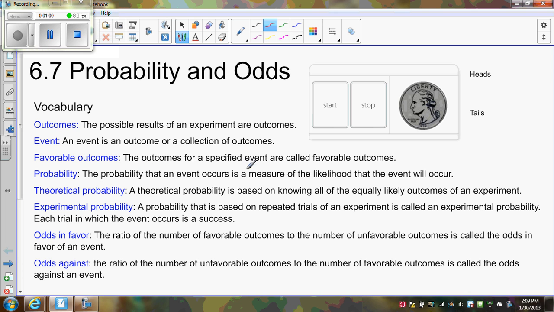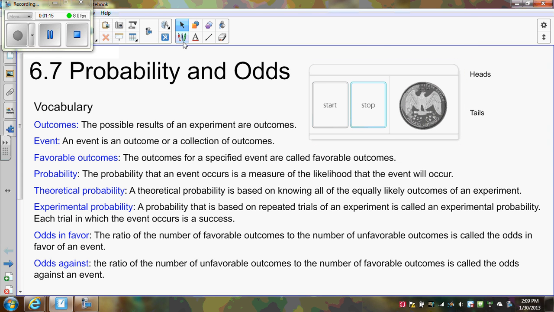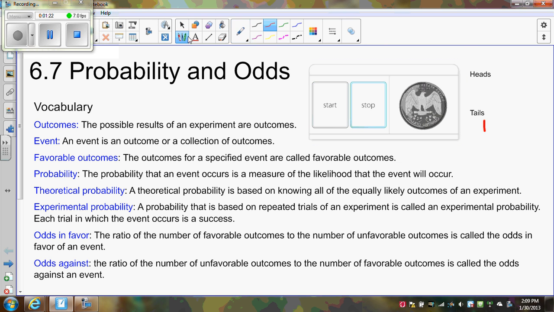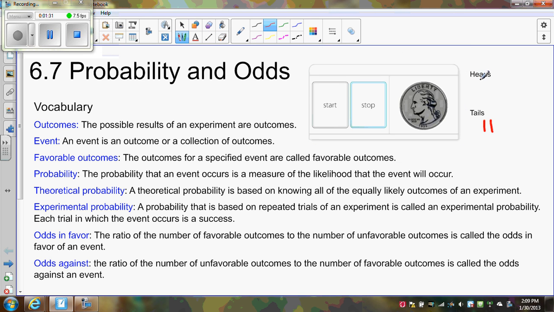Now, favorable outcomes. The outcomes for a specified event are called favorable outcomes. So for example, if I said that the favorable outcome is heads, then anytime it lands on heads, that's favorable, and tails would not be a favorable outcome. So we can make a tally here. What if we flipped it again? We got tails again. That's an unfavorable outcome. Let's flip it again. Heads. So in this case, I got a favorable outcome.